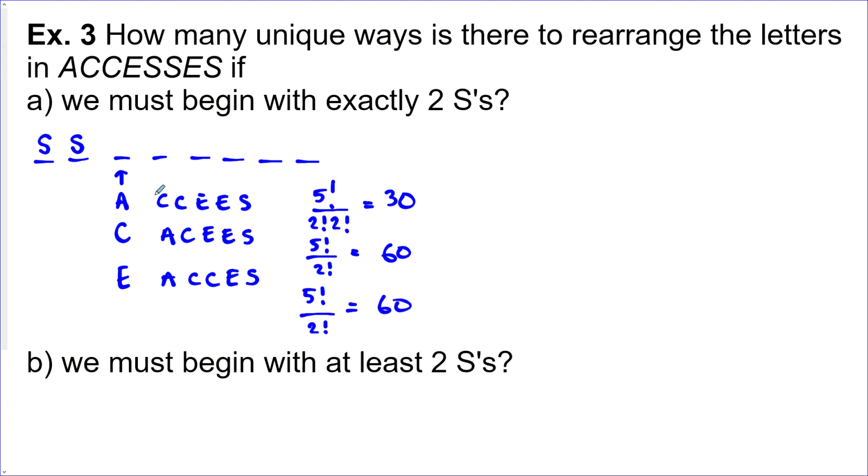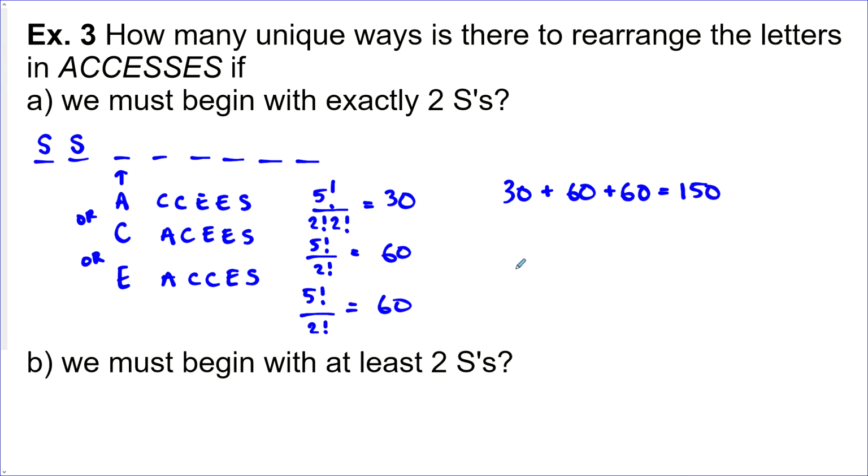So think of this, we could put an A here, or a C, or an E. So if we have OR, that means we're adding these three. So we've got 30 plus 60 plus 60 is equal to 150.